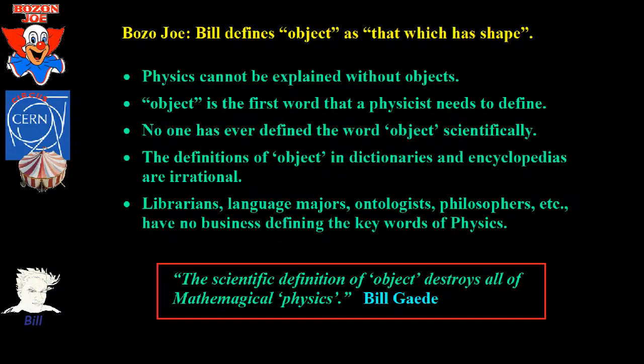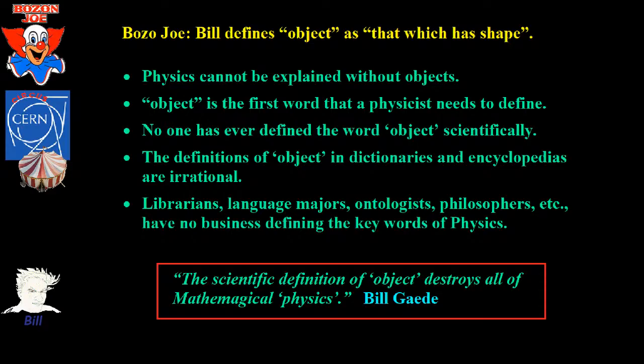Okay, so here he points out that my definition of object is shape. Okay, Bill's definition of object is that which has shape. Absolutely, every object in the universe has shape, and that's the only universal property of all objects. Okay. Physics cannot be explained without objects. You need an object to do physics. So it's the first word that a physicist needs to define.